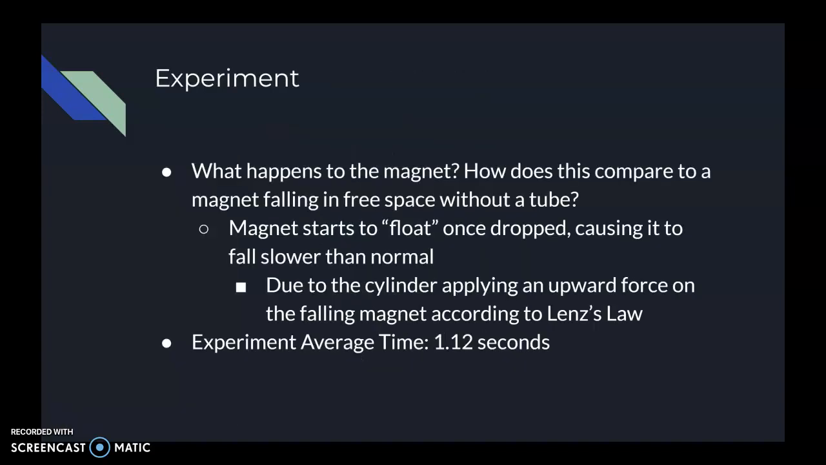The experimental procedure asks what happened to the falling magnet and how does that compare to if the magnet was dropped outside of the tube. Due to the cylinder applying an upward force on the falling magnet according to Lenz's law, the magnet starts to float once dropped, causing it to fall slower than normal. The average time it took for the magnet to fall was 1.12 seconds.